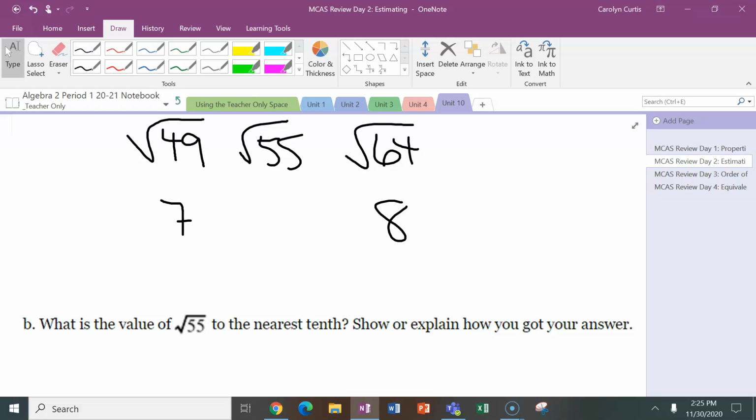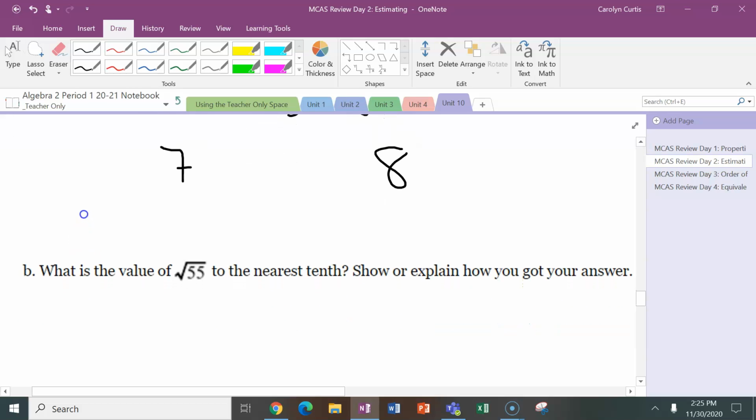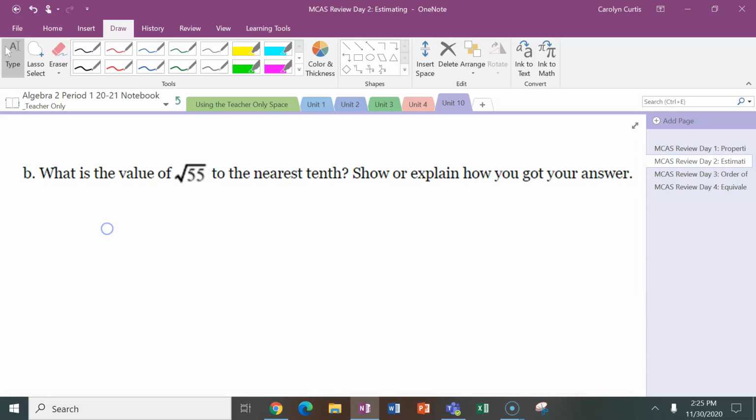bit tricky. So the square root of 55, 55 is closer to 49 because it's 6 away from 49, but it's 9 away from 64. So because it's closer to 49, we know it's going to be 7 point something, but that something has to be probably less than 5 because it's going to be closer to the 7. So we're going to start with a couple of things. I'm going to start with 7.3 and see where we go.